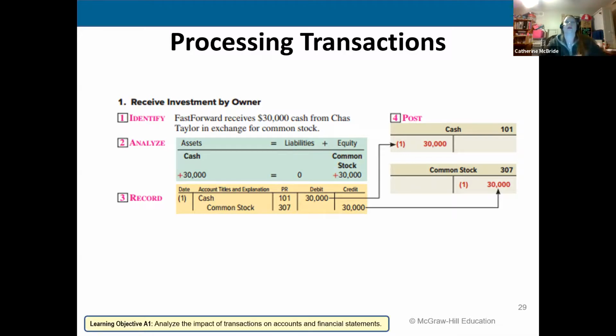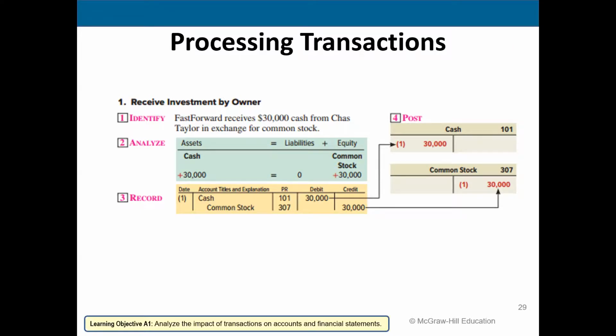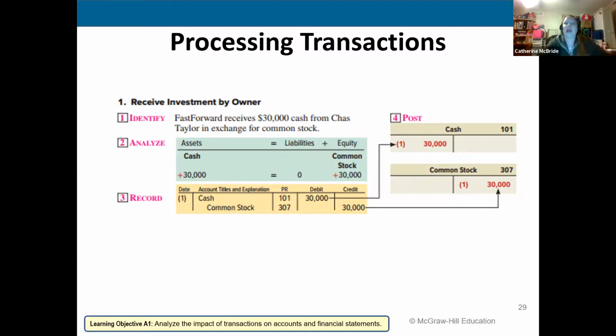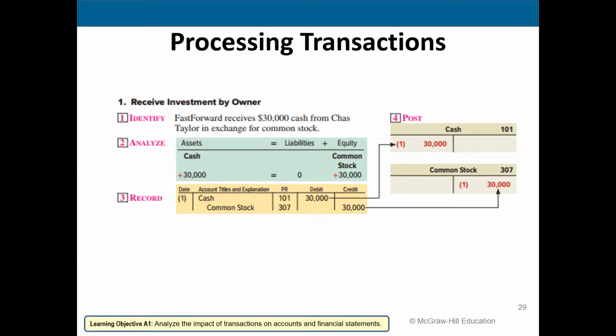So number 4, what type of account is each? That's where you ask yourself, okay, cash, what type of account is it? Is it an asset? Is it a liability? Is it revenue, expense? What type of account is cash? Asset. So then I'd write next to it, okay, asset. What type of account is common stock? Equity. So I'd write equity, EQ, next to it.